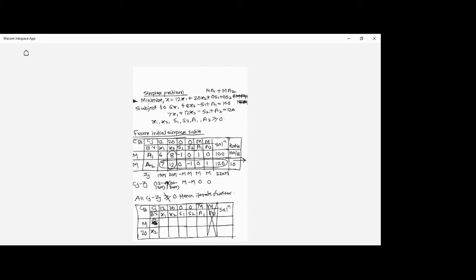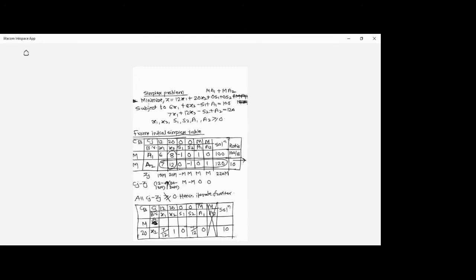Now how to consider the key row? The new values in the key row will be the old values divided by the key element. Your key element is 12, right? So the new values will be: 7 by 12 here. 12 divided by 12 will be 1. 0 divided by 12 will be 0. Minus 1 divided by 12 will be minus 1 by 12. 0 divided by 12 will be 0. And 120 divided by 12 is equal to 10. So this is how our first row will be filled.